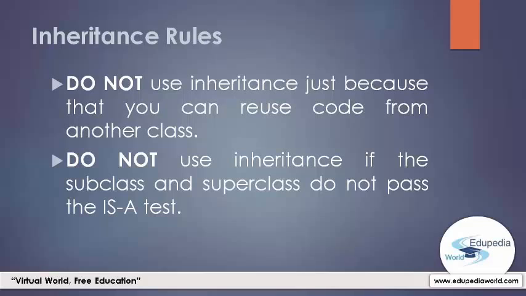The second one. Do not use inheritance if the subclass and superclass do not pass the ESA test. Always ask yourself if the subclass is a more specific type of the superclass. For example, Tea is a beverage makes sense, but beverage is a tea doesn't make sense.